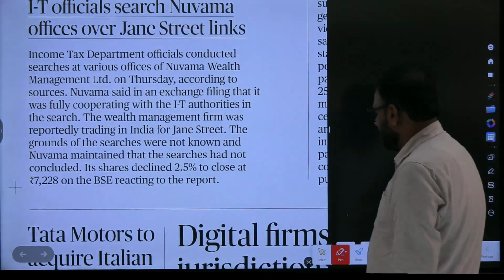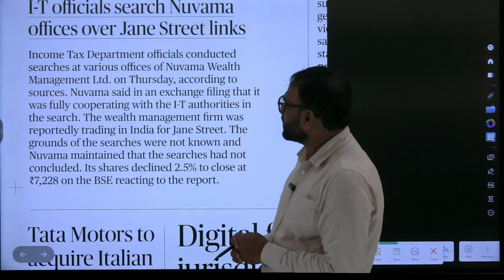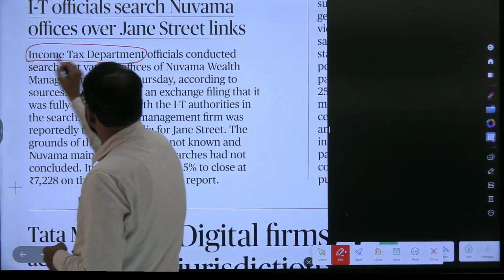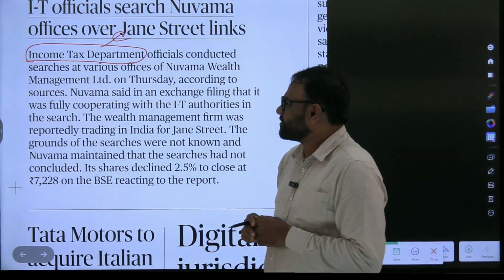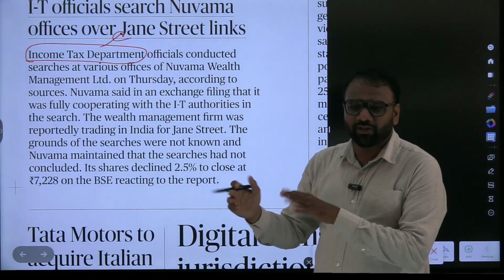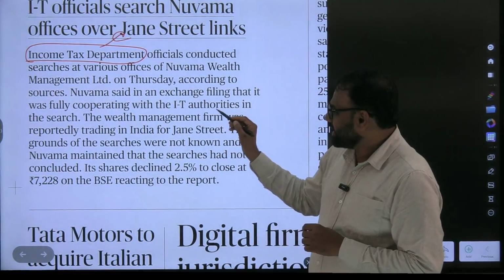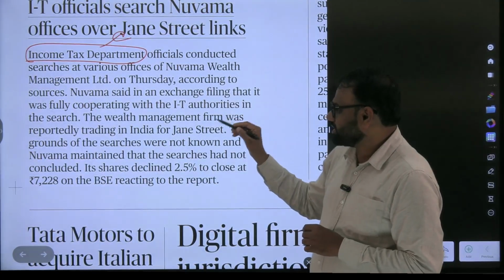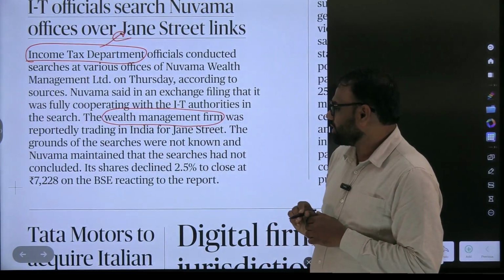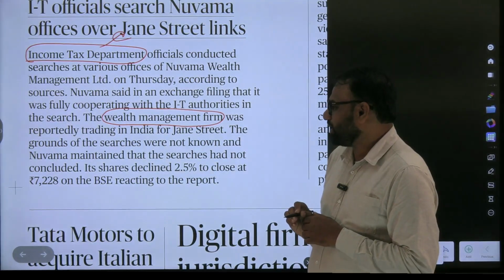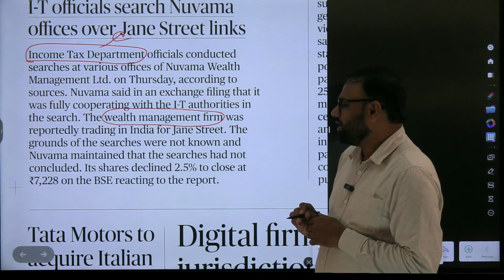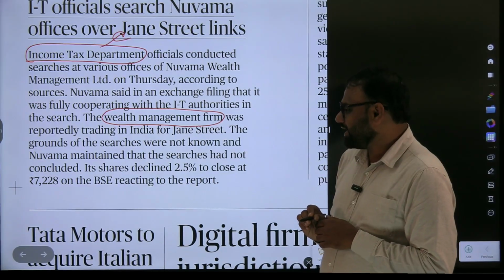Next, IT officials search Nuvama offices over Jane Street links. So income tax department. This is a keyword. Officials conducted searches at various offices of Nuvama Wealth Management Limited on Thursday, according to sources. Some private company is there. They have raided that particular institute. Nuvama said in an exchange filing that it was fully cooperating with the IT authorities in the search. The wealth management firm was reportedly trading in India for Jane Street. The grounds of the searches were not known, and Nuvama maintained that the searches had not concluded. Its shares declined 2.5% to close at 7,228 on the BSE, reacting to the report.